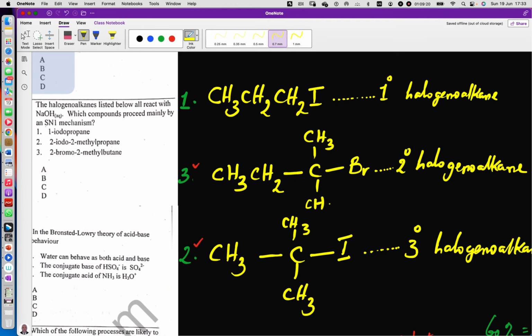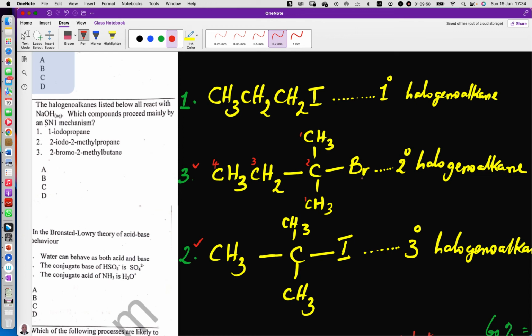Yeah. So this is 2-bromo-2-methylpropane. If we are to number the structures, this is how the numbering is. This is the first carbon atom, this is the second carbon atom, this is the third carbon atom, and this is the fourth carbon atom. On the second carbon atom, we have bromine there. That's why we say 2-bromo.